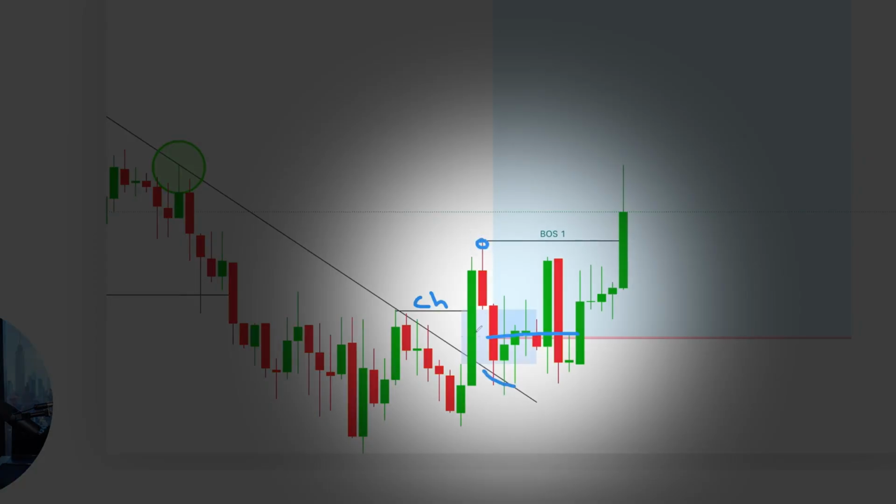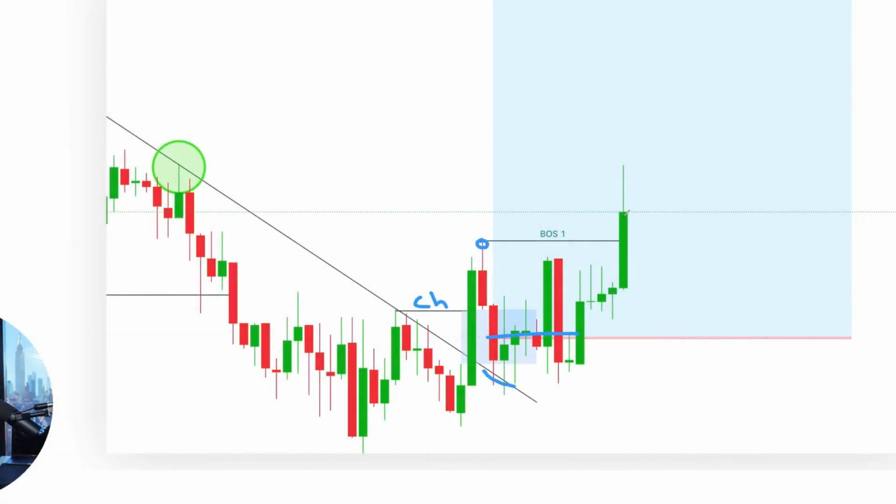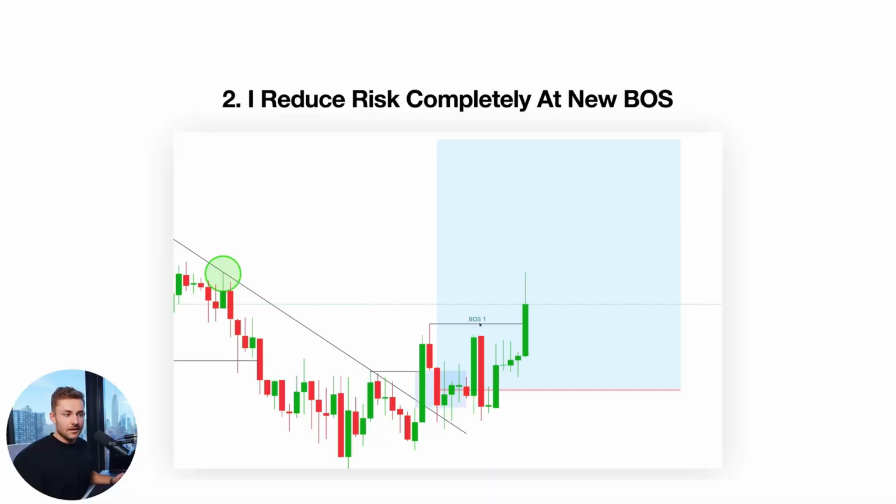If we look at this as our first high of that push, price coming down, as soon as I see a candle close above that swing high, now we have a new break of structure. This is effectively confirming to me that now we are in the beginning of a new potential uptrend as soon as we have this break of structure.